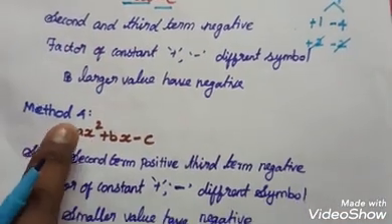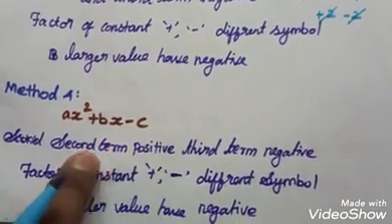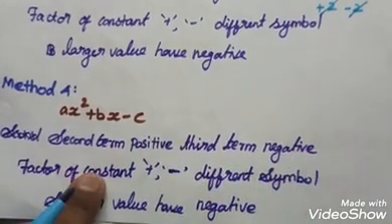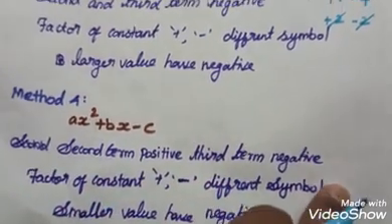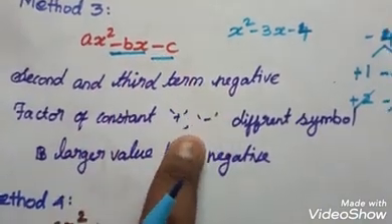Now the last method, method number 4: ax square plus bx minus c. The second term is positive and the third term is negative. The factors of the constant are also of different symbols. Here you have to see that the second and third terms being opposite in sign means different symbols.